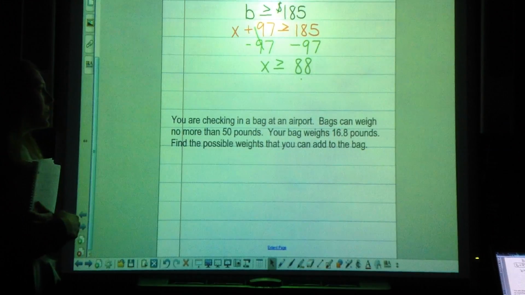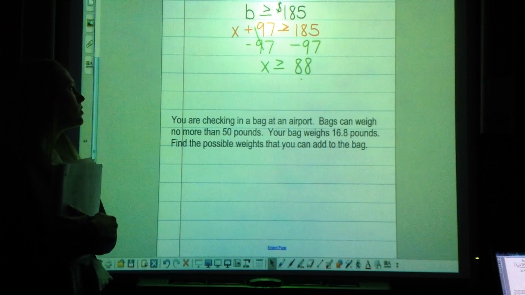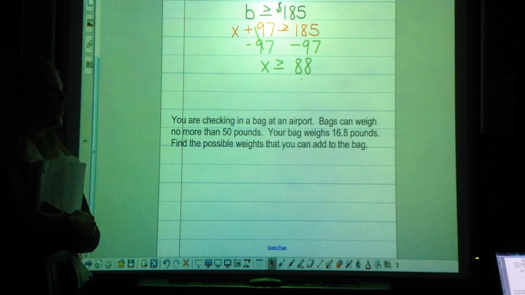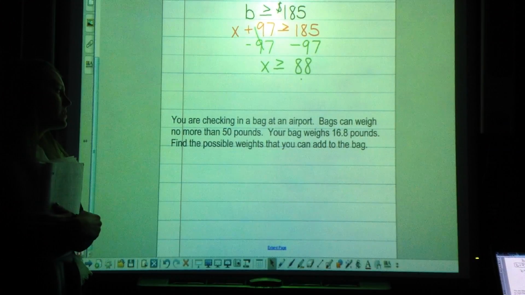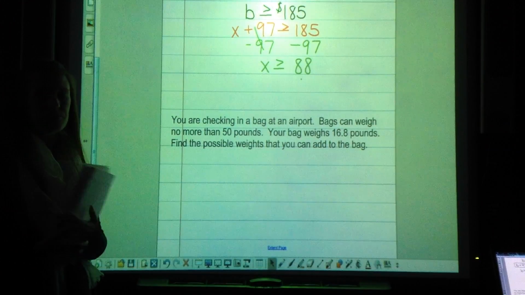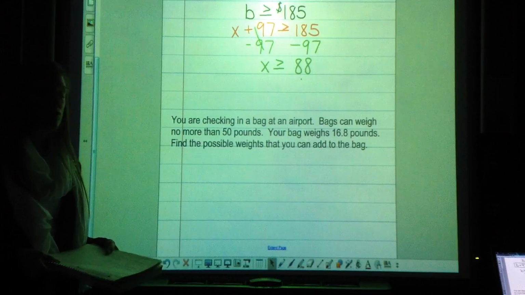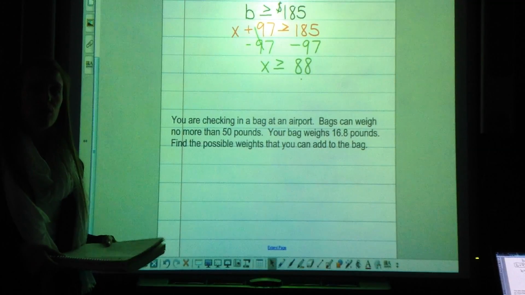You are checking in a bag at an airport. Bags can weigh no more than 50 pounds. Your bag weighs 15.8 pounds. Find the possible weights that you can add to the bag. After you're finished with that problem, make sure you write down any questions you may have.